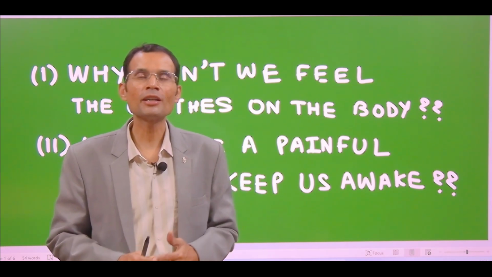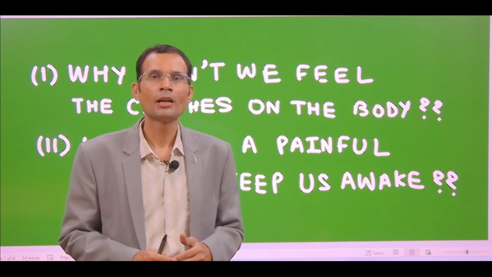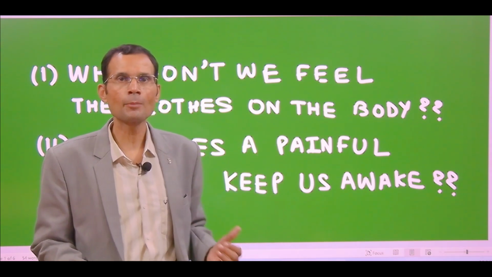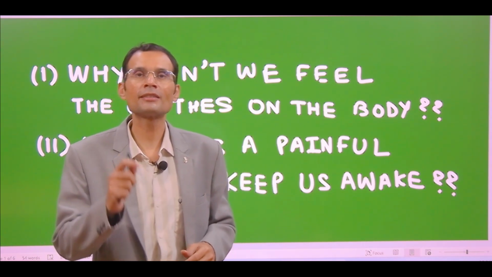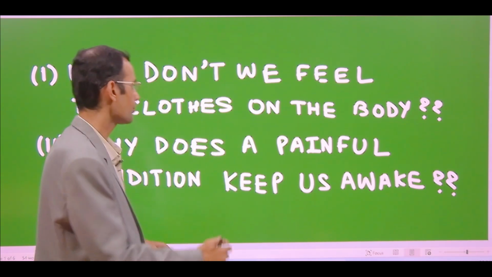Well, this video is on a short property in the sensory nervous system, and the property is called receptor adaptation. All these examples can be explained on the basis of receptor adaptation, and the video is on receptor adaptation.